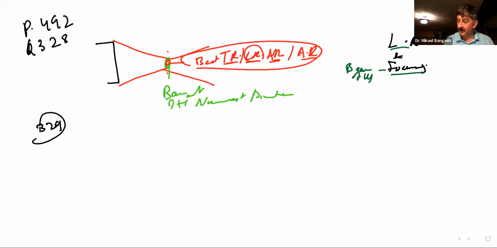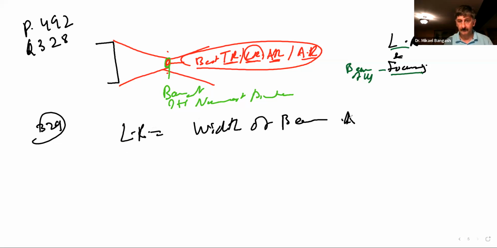Lateral resolution of an ultrasound system is primarily determined by the... and we say lateral resolution is equal to the width of the beam. That's what we have as option A. Now let's look at why the other options are wrong.